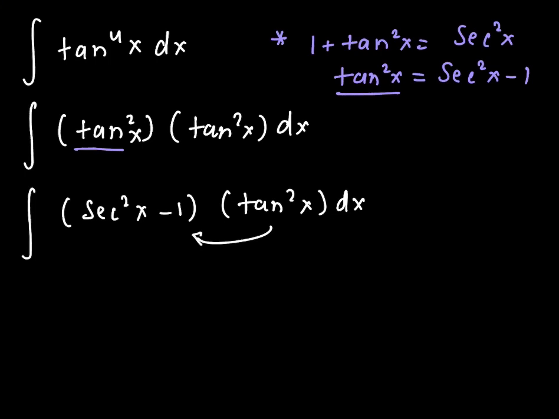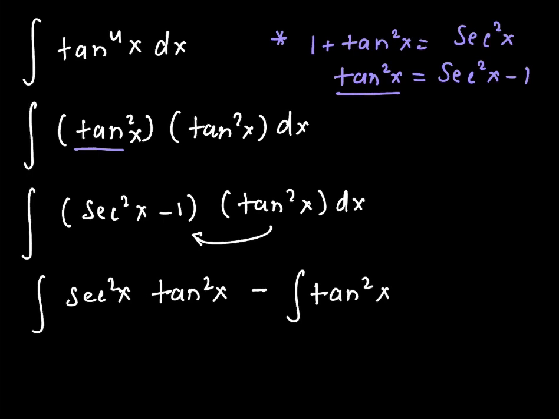Now we're going to multiply this inside, so we would have the integral of secant square x into tangent square x minus the integral of tangent square x dx. Now we have these two different indefinite integrals and we're going to solve them one by one. So let's get started with the first one, which is the integral of secant square x into tangent square x dx.